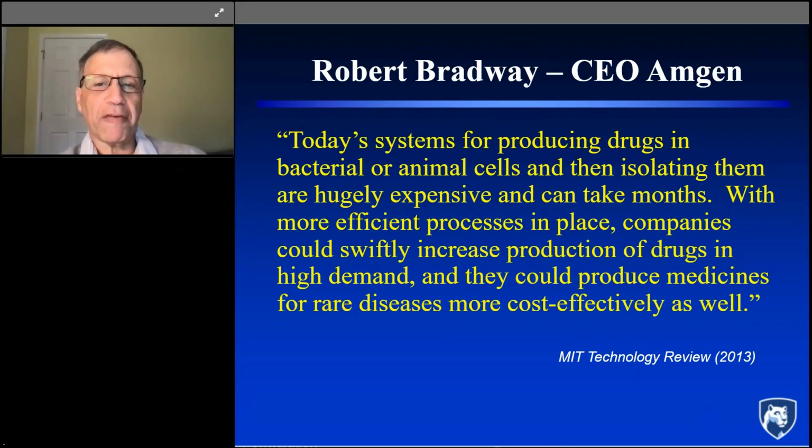Now, this type of production process has been recognized for many years as having a number of shortcomings. This is a quote from Robert Bradway, the CEO of Amgen, in an article published in the MIT Technology Review just about a decade ago. He specifically comments that today's systems are hugely expensive and can take months. And with more efficient processes in place, companies could not only increase production of drugs in high demand, but they could produce medicines for rare diseases more cost effectively.